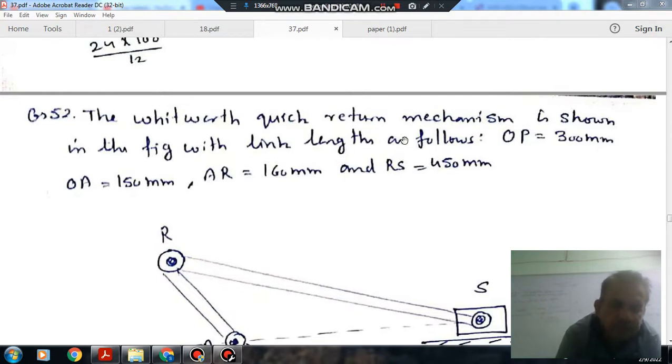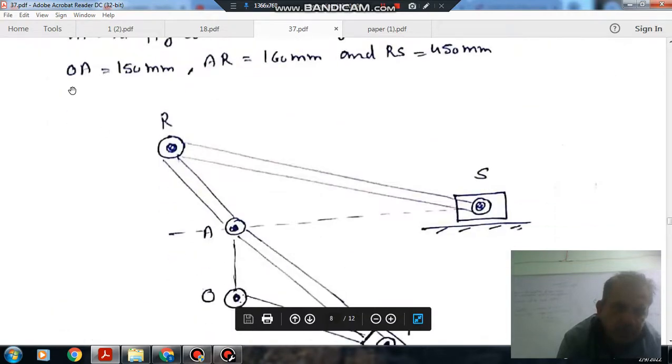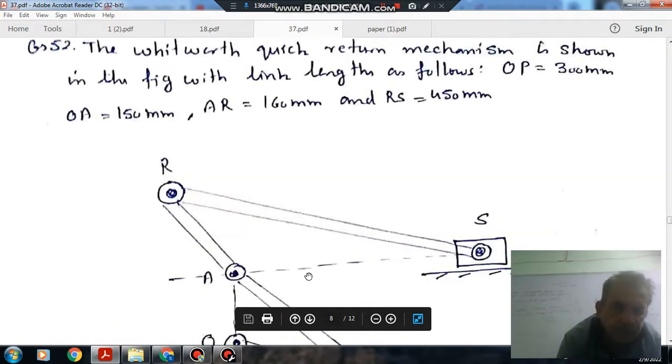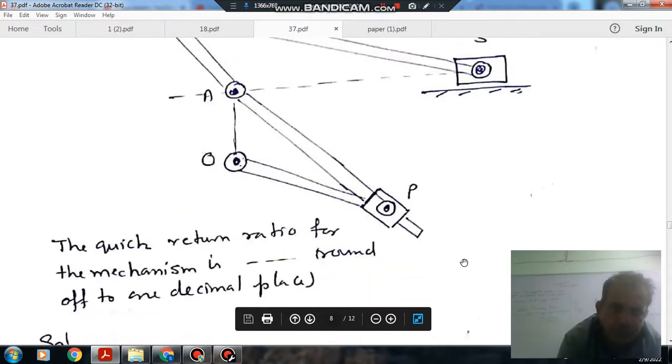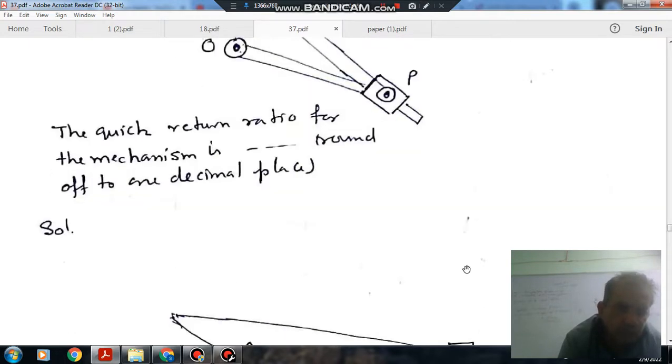Question number 52 is the Whitworth quick return mechanism shown in the figure with link lengths as follows: OP is 300 mm, OA is 150 mm, AR is 160 mm and RS is 450 mm. The quick return ratio for the mechanism is dash, rounded off to 1 decimal place.